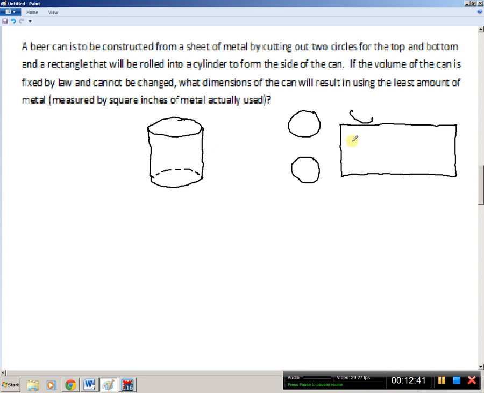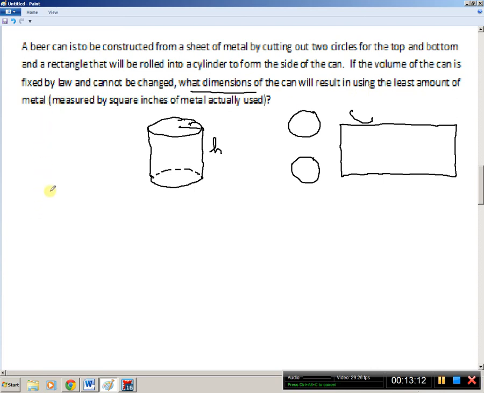Okay, so this is how the can is made, and we read the problem and find out what it is that we're being asked to find. The volume is supposed to be constant, fixed. We can't change it. What dimensions of the can? So here we go again with the question of dimensions. So what are the dimensions of a can, of a cylinder? Well, there are 2 of them. There's the radius, and then there's the height. What dimensions of the can will result in using the least amount of metal?